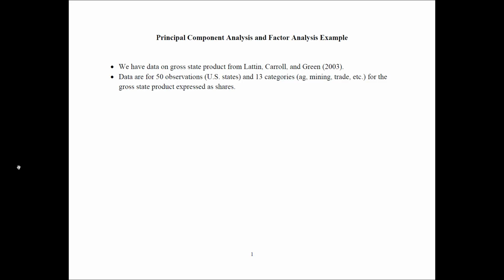Okay, so in this example, we have data on gross state product from Latin, Caro, and Green. The data set represents 50 observations. So these are the rows in the data set, and they are the 50 US states. And there are 13 categories of the different products: agriculture, mining, trade, manufacturing, communication, energy, and so on. The data set represents gross state product expressed as shares. So this is how the data looks.